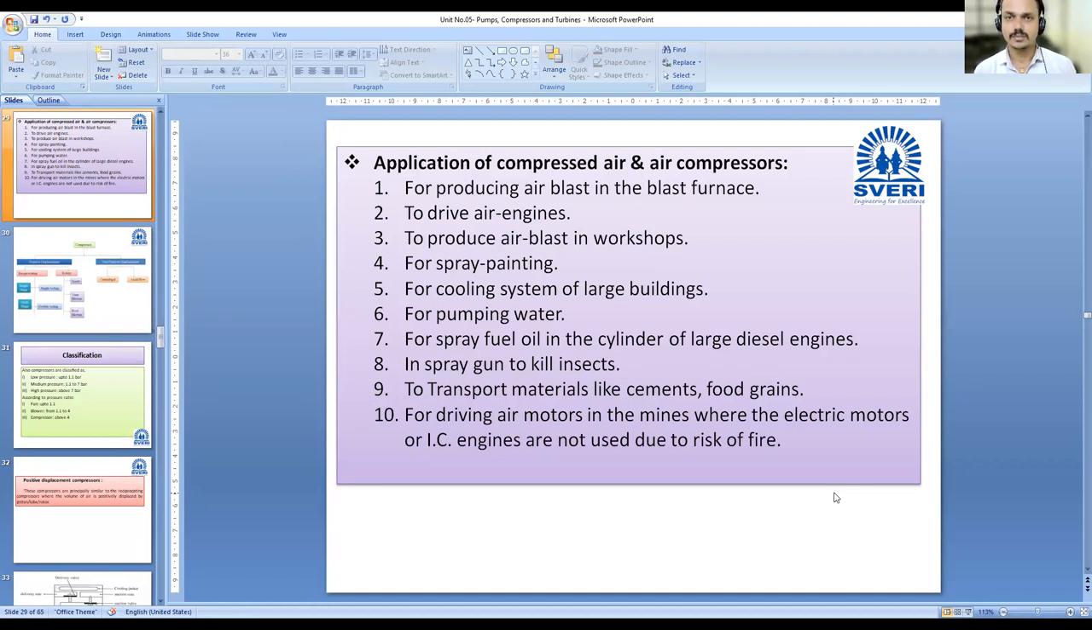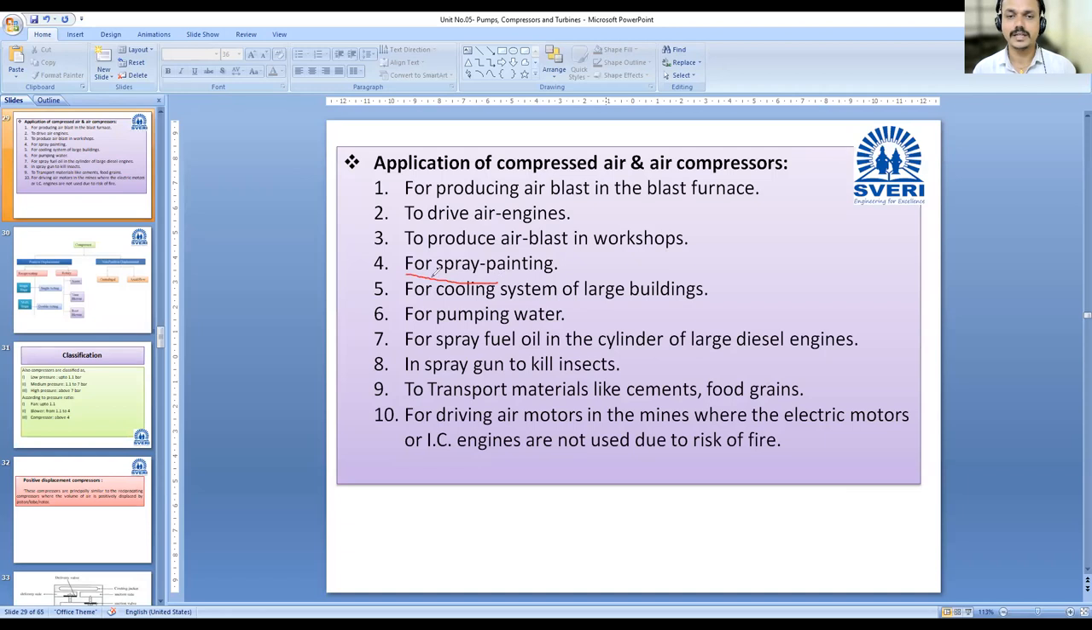There is molding, and then we have to take that mold and fill it to create a new device, some object, some components. So furnace, to drive air engines, to produce air blast in workshops, and for spray painting. Yes, you have seen that.